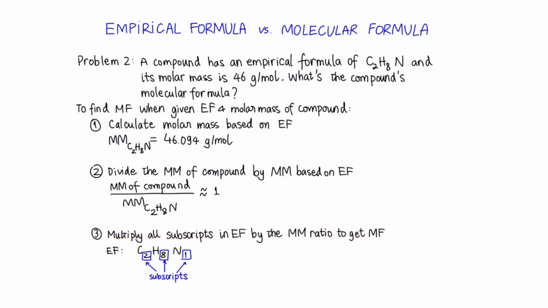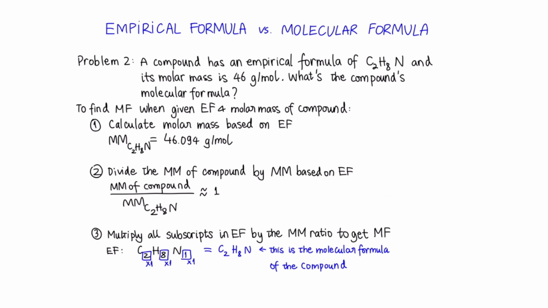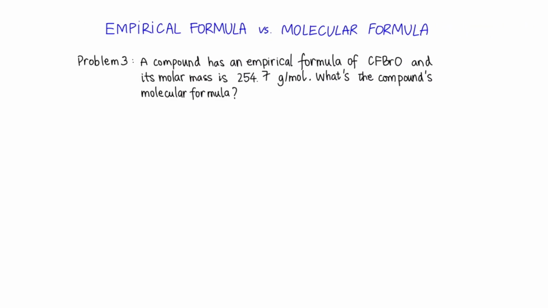So in the empirical formula C2H8N1, the subscripts are the numbers 2, 8, and 1. So to find the molecular formula, I'm just going to multiply all of the subscripts by the molar mass ratio of 1 that we found in step 2. And that's going to give us C2H8N. That is the molecular formula of this compound. So we can see for this compound, the molecular formula and the empirical formula are identical. Let's look at another example.